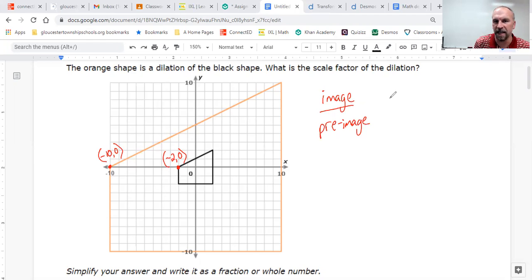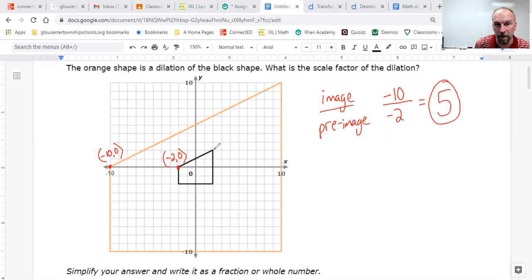The x coordinate is -10 on the image, and on the pre-image, it's -2. And -10 divided by -2 gives me a scale factor of 5. That's what I multiply by. I could have picked any point I wanted and any value I wanted. I could have picked the x or the y. It doesn't even matter. Watch this.